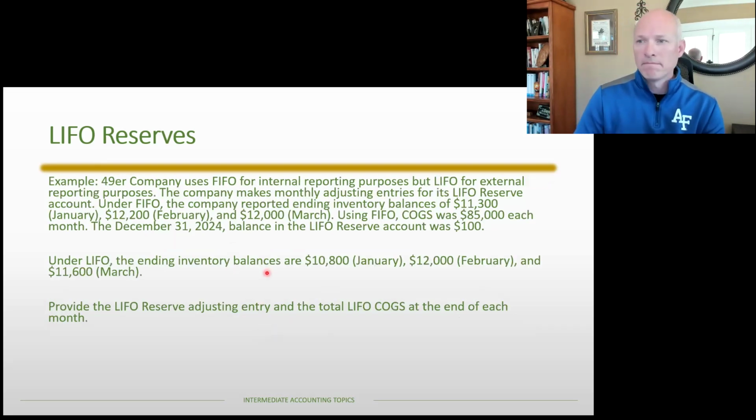This would never work the other way, right? Where they record it as LIFO and then want to adjust it so it's FIFO for the net income. So this only goes from FIFO internally to LIFO externally. Correct.